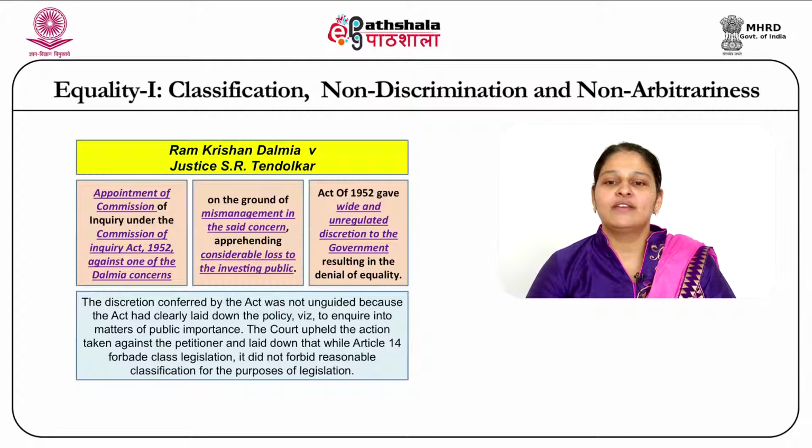It was challenged on the ground that the Act of 1952 gave wide and unregulated discretion to the government, resulting in the denial of equality. The discretion conferred by the Act was not unguided, as laid down by the Supreme Court, as the Act had clearly laid down the policy, that is, to inquire into matters of public importance. The court upheld the action against the petitioner and laid down that while Article 14 forbade class legislation, it did not forbid reasonable classification for the purposes of legislation.